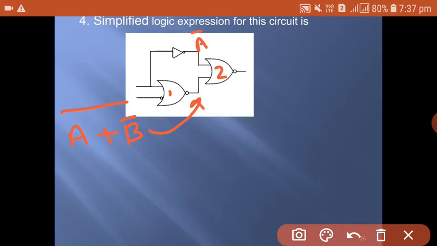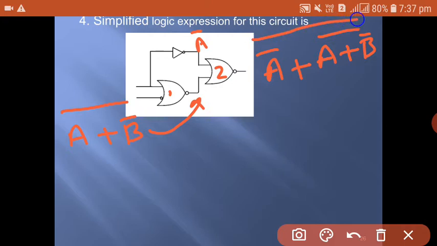So what will be the output of the second NOR gate? It will be (a bar plus a plus b bar whole bar) whole bar, and then whole bar. So this is the overall output expression of the given logic circuit.